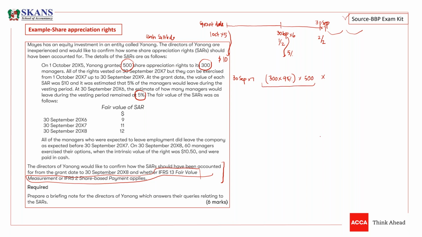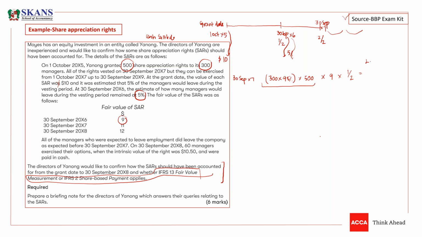This is my expectation. Now you need to multiply it by the fair value at grant date or the fair value at reporting date. Obviously, fair value at reporting date. We will not use this 10, we will use this 9 at reporting date. The fair value of the SAR is 9, and we have to multiply it with the time ratio. So this is the formula, guys. Now, what is the answer?